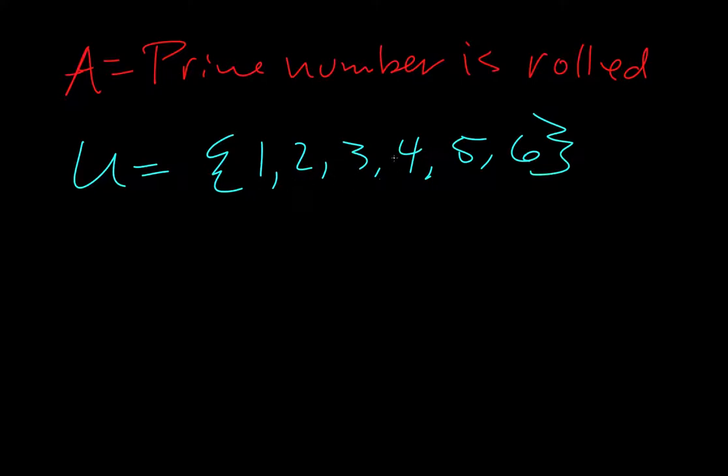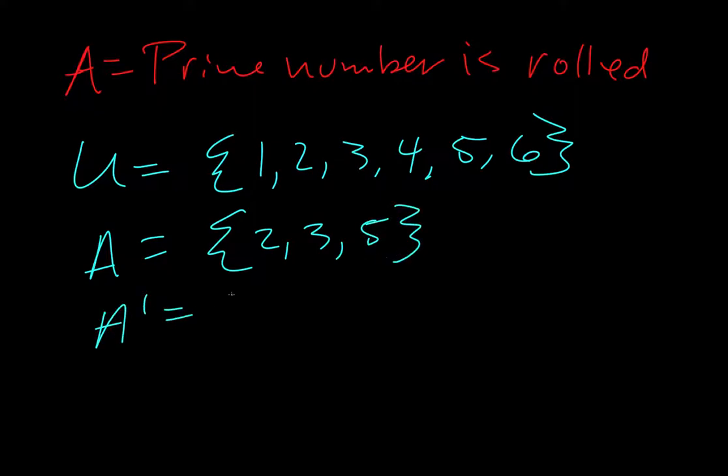Okay? Now we want to know A. So everything that can happen in A is all the prime numbers from the sample space. So 1 is not a prime number, but 2 is, 3 is, and 5 is. The complement of A is everything that's in U, but not in A. So we just write down the numbers we didn't write down before. So 1, 4, 6. So we accounted for all those. And we're good on that.